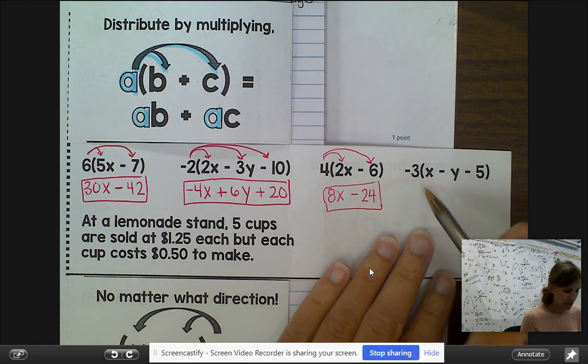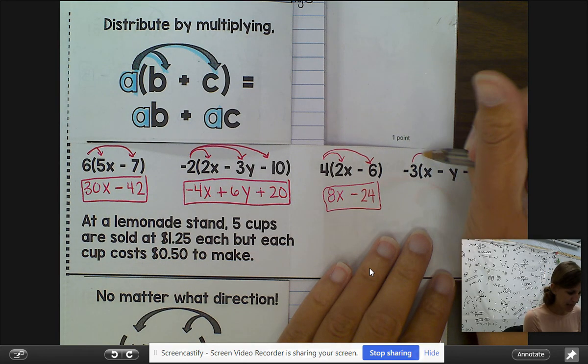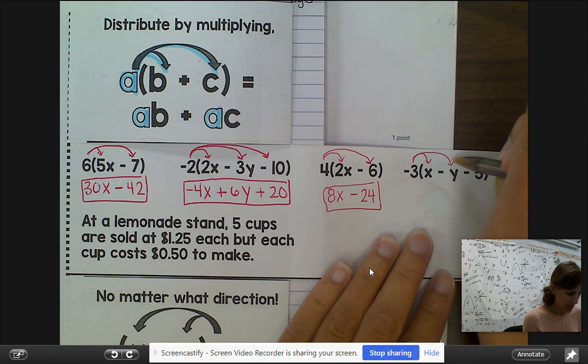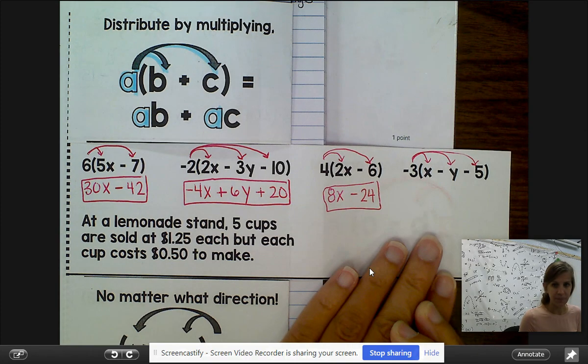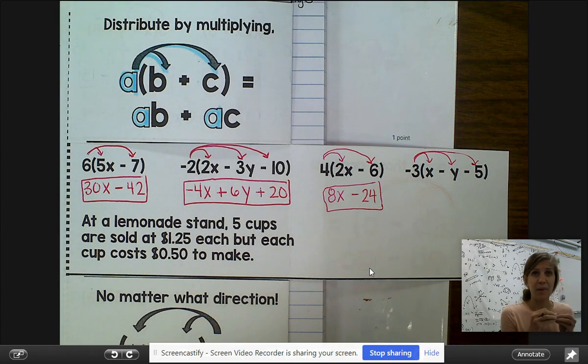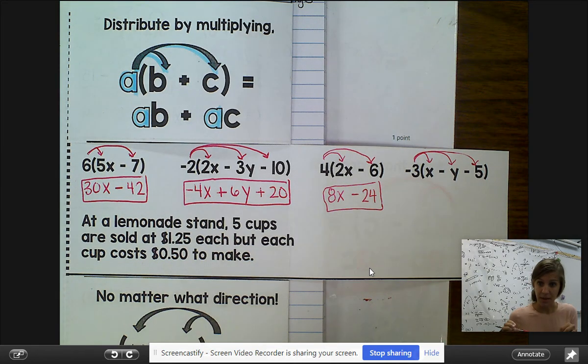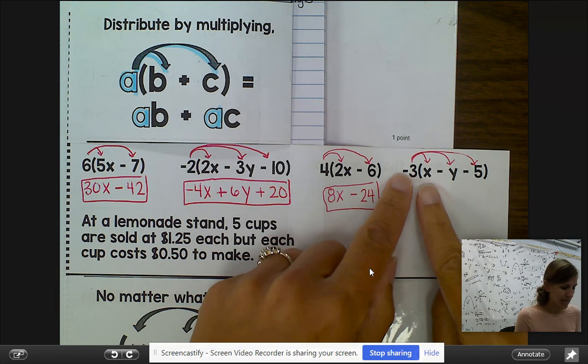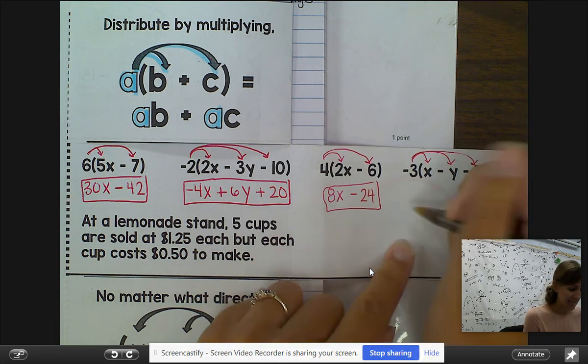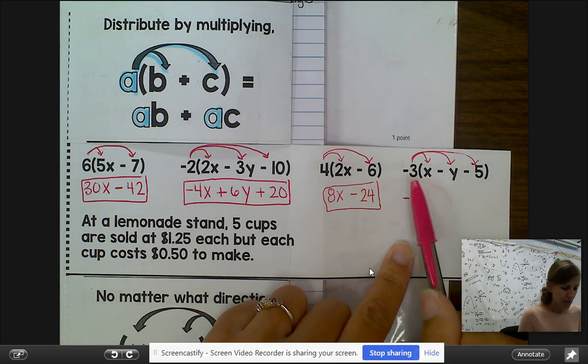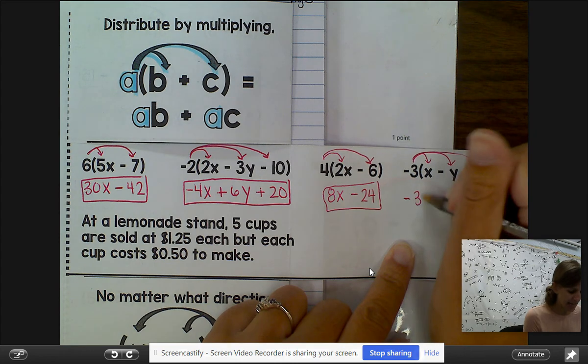Okay, again, we're going to distribute this -3 to 3 numbers inside parentheses. So I kind of think about this in like 3 steps almost. Is it negative or positive? Number times number, and then what's the letter at the end? So on that first one, this is a negative times a positive, so it's going to stay negative. 3 times a 1 that's in front of that x is 3, and then an x at the end.